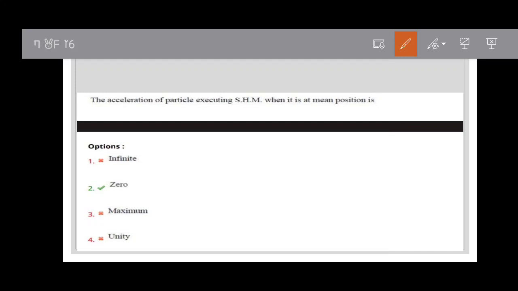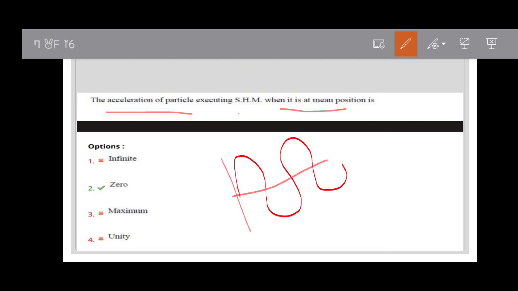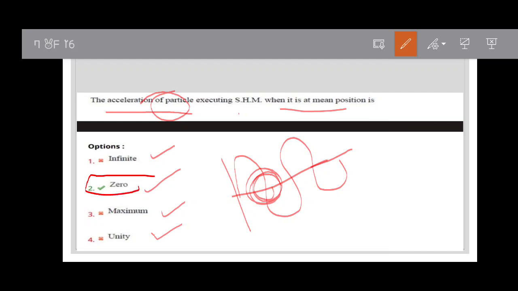Next question, the acceleration of a particle executing SHM when it is at mean position. Suppose we take a particle executing SHM, when it is at mean position, the acceleration of that particle is option A infinite, option B 0, option C maximum, option D unity. Here at mean position the acceleration of the particle is 0. When a particle is moving in simple harmonic motion, at mean position its acceleration is 0.